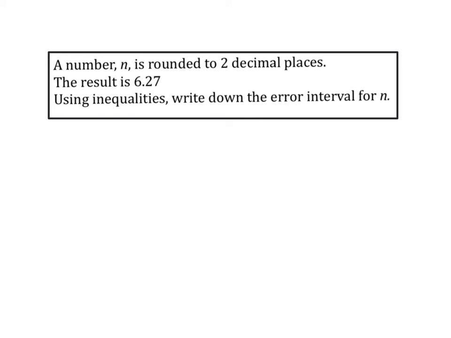Let's have a go at another. A number n is rounded to 2 decimal places. The result is 6.27. Using inequalities, write down the error interval for n. So I'm not going to use x this time because it's told me to use n. But before I do that, I need to think, well, my number is 6.27. That's once it's been rounded, and that's been rounded to 2 decimal places. So the second decimal place is this one here, it's the 7.